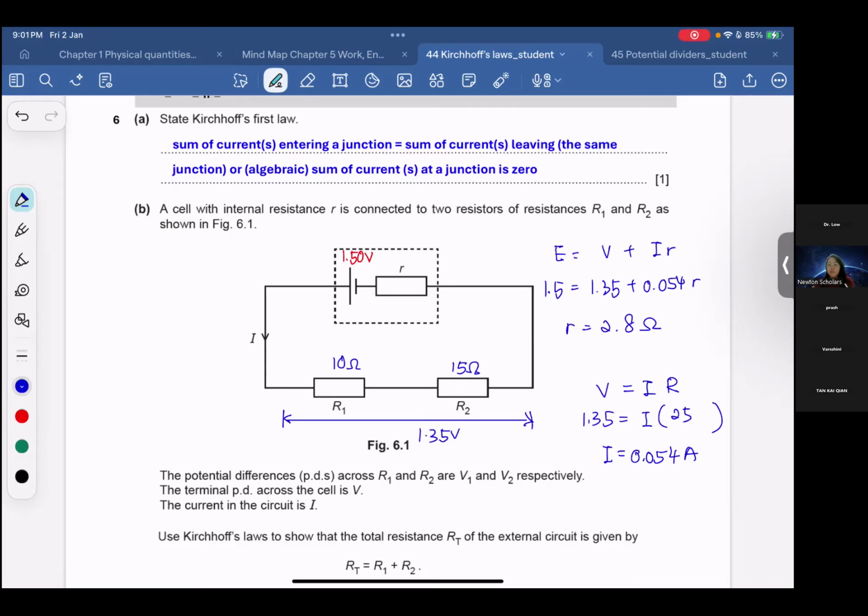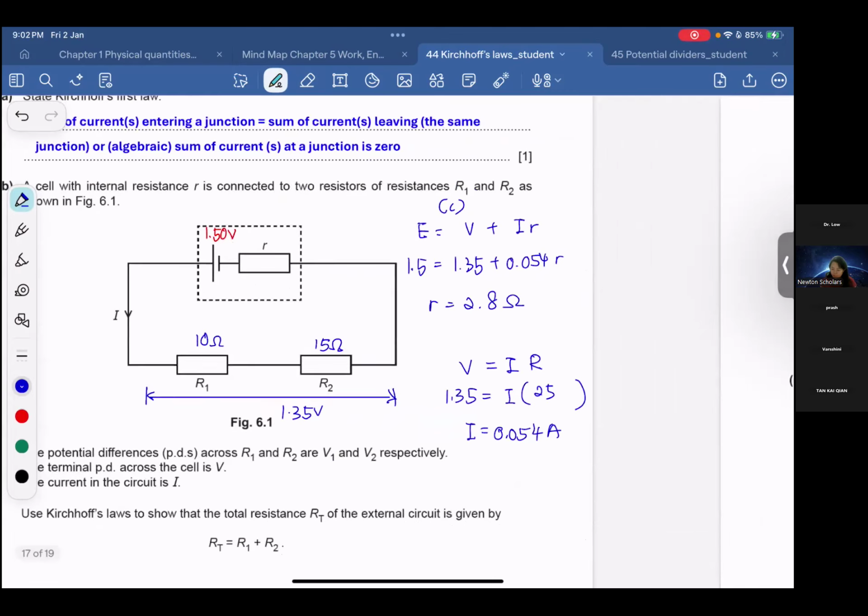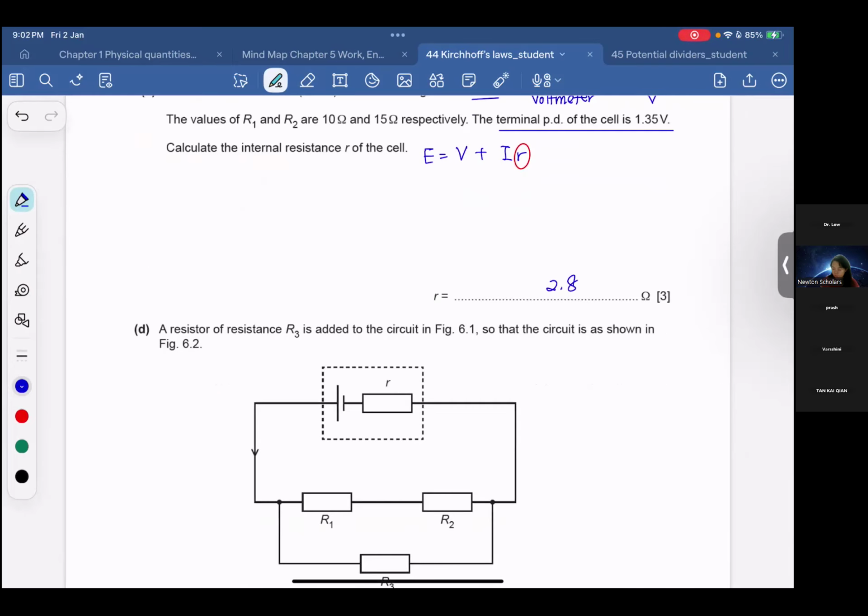Yes, Wesley, correct. Is it a substitution wrongly or what? If you compare these two questions, one is series, one is parallel, but the technique we use to solve is the same. You need to read the question and understand what each value represents. This is question C. Is it okay? Can we proceed? So this answer is 2.8 ohm.